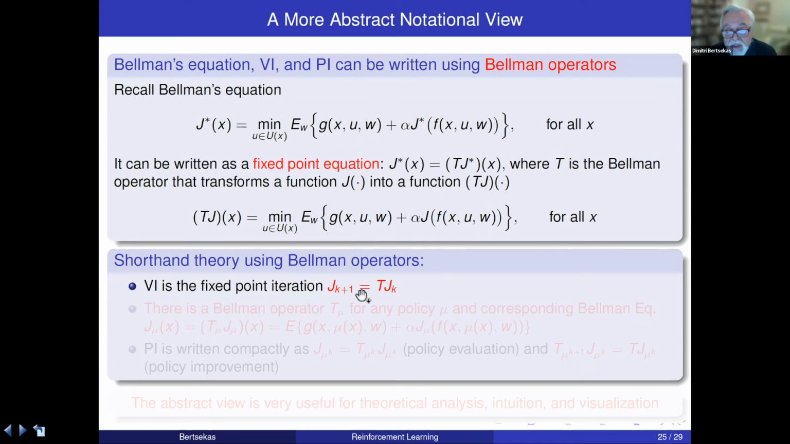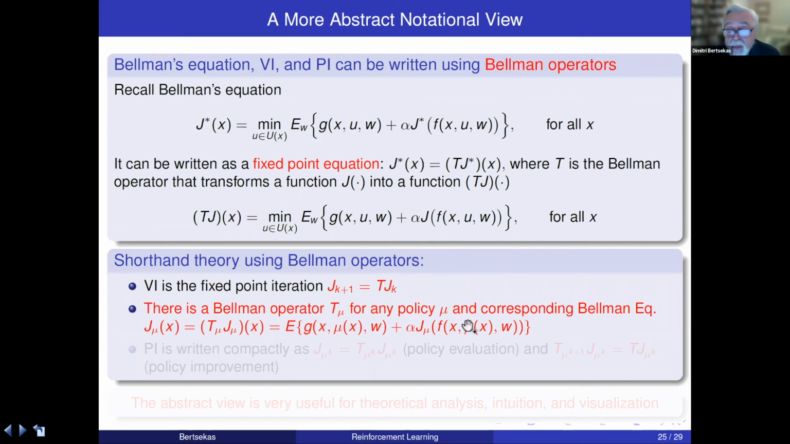Value iteration is simply this. From J_k, you get T J_k for the next iteration. So it can be viewed as an iteration for solving a fixed point problem, the fixed point problem being J* = T J*.